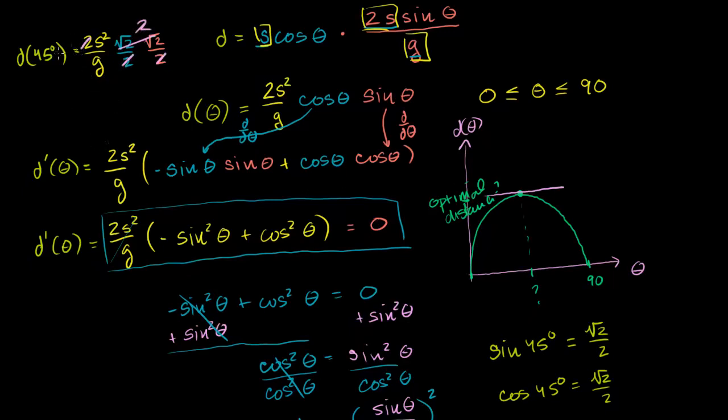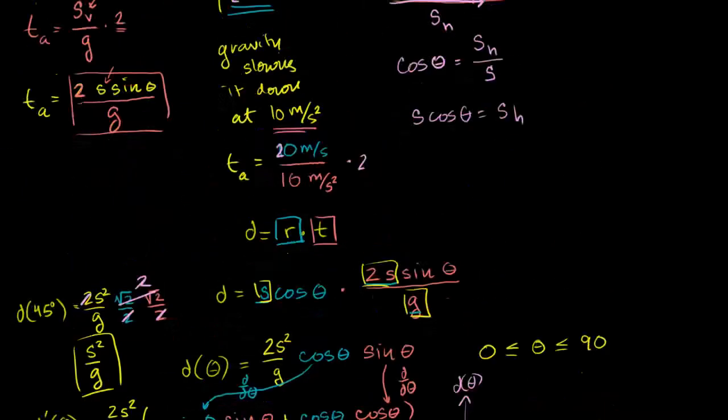So the optimal distance you travel at 45 degrees, all we're left with is s squared over g, assuming no air resistance, kind of an ideal circumstance. No matter what planet you're on, how fast you do it, the best angle is always 45 degrees, assuming no air resistance. And if you do it at that best angle, you're going to travel s squared over g.